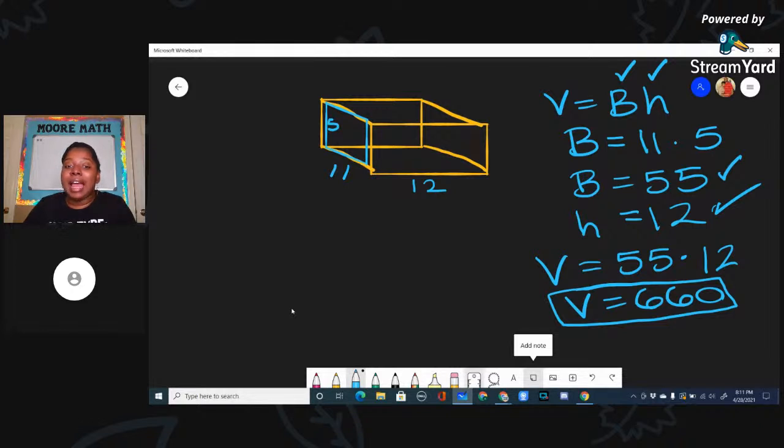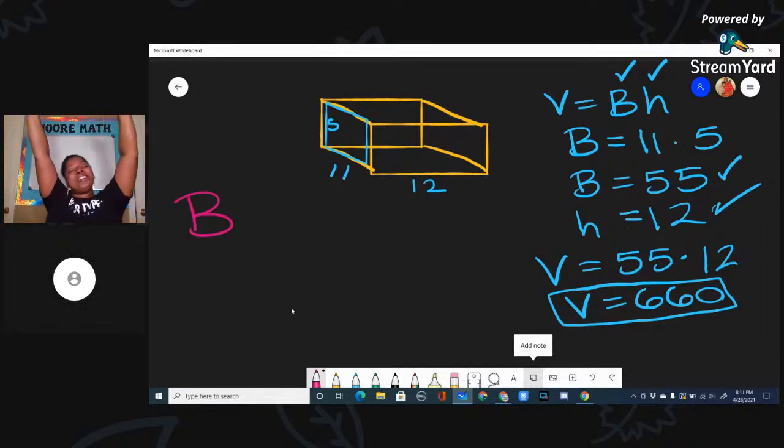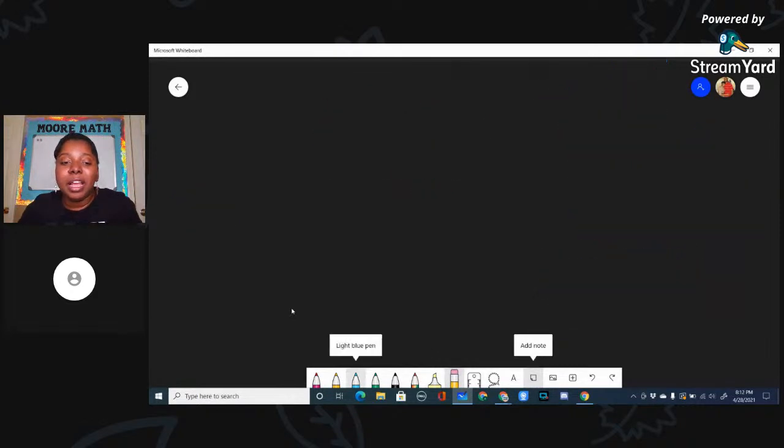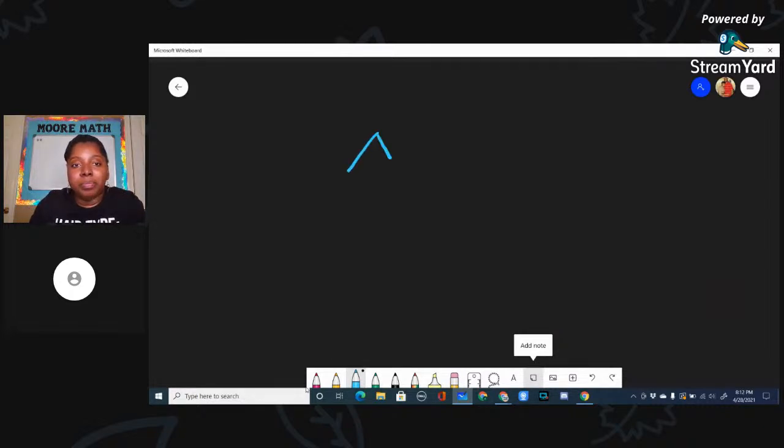Okay. So how was that? How are you feeling about rectangular prism? Good. Okay. So tell me, just checking again, what does big B represent? The area of the base. Yes. Okay. So now what if the base was a triangle?